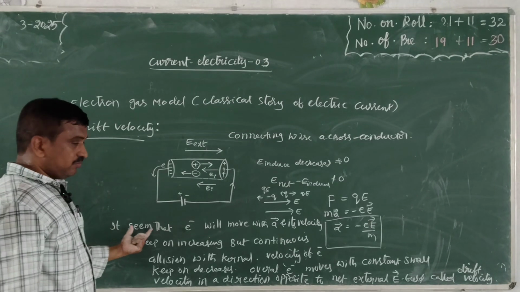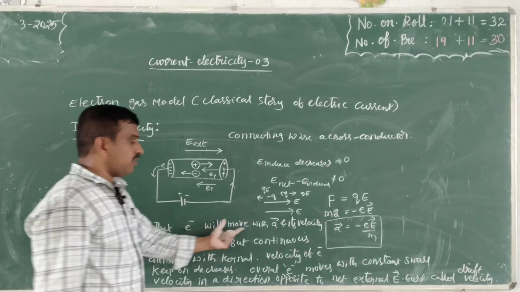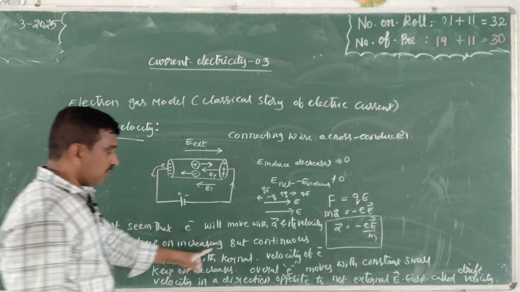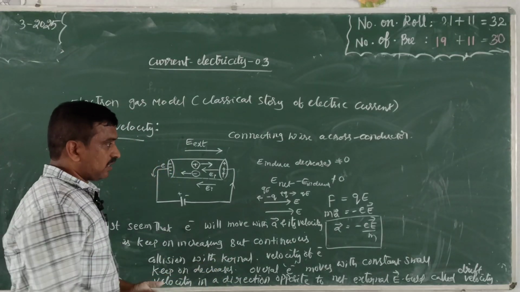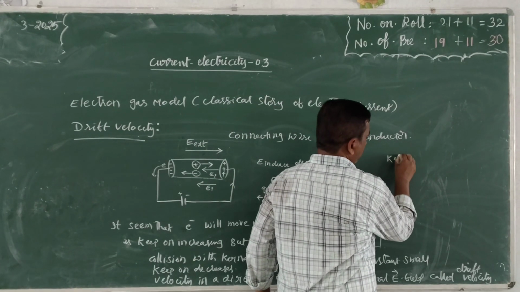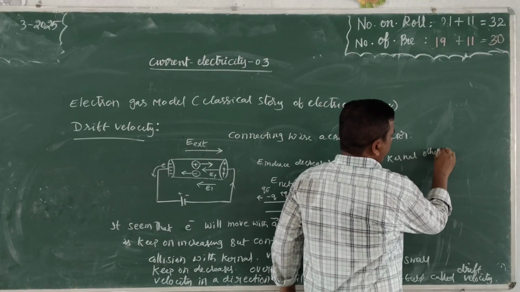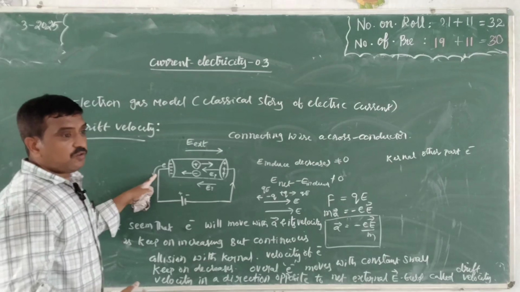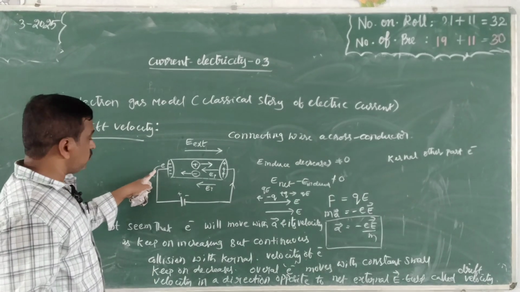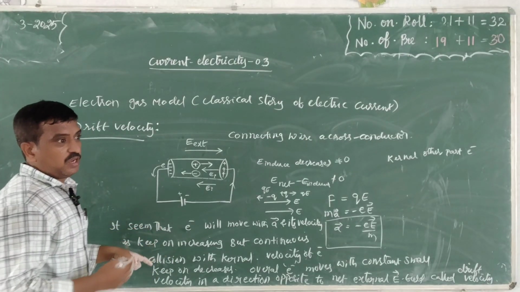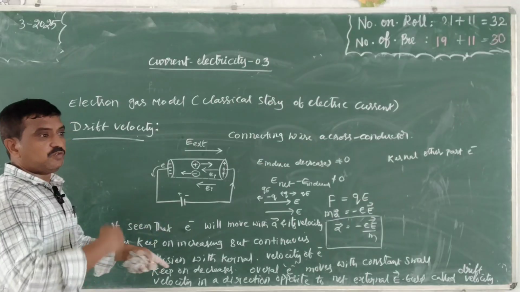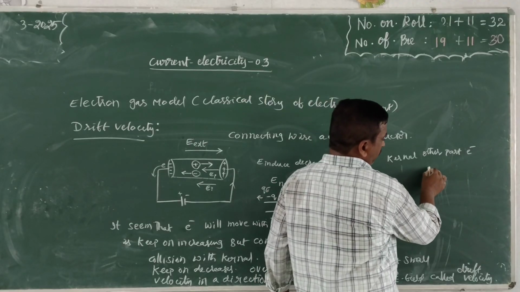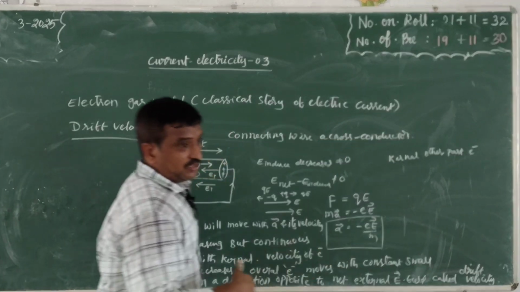So it seems that the electron will move with acceleration, and its velocity keeps on increasing, but there is continuous collision with the kernel. Kernel means the other part of the atom. The electron collides with the kernel, comes to rest, then again moves, comes to rest, again moves. Like this it happens. Collision means one charged particle affects another charged particle.